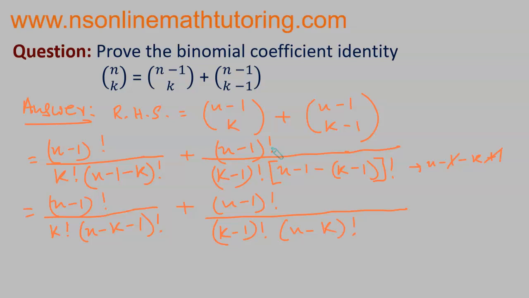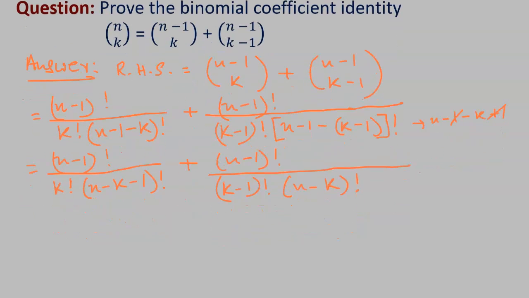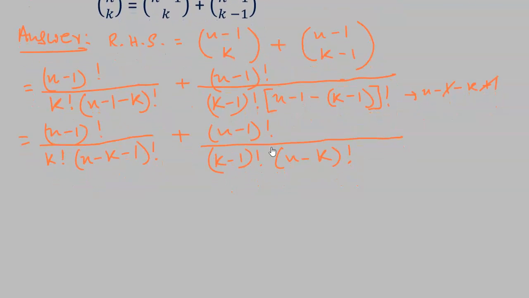Okay. Now we are seeing there are two terms getting added together and each of these terms contains some part in the numerator and some other part in the denominator. And we have to add them. Therefore, we have to get the common denominator. Okay. So what can be the common denominator?